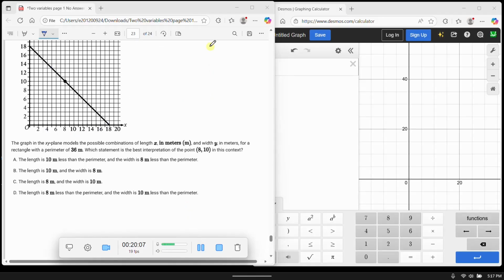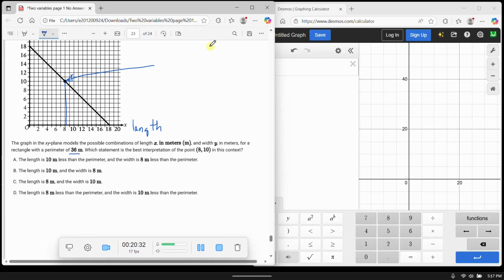On this question, make sure you read the question. They say the length is X. So this is the length. And they say the perimeter is 36. And they also give you this point right here, and they want to know what that point is. So we know the length is 8.